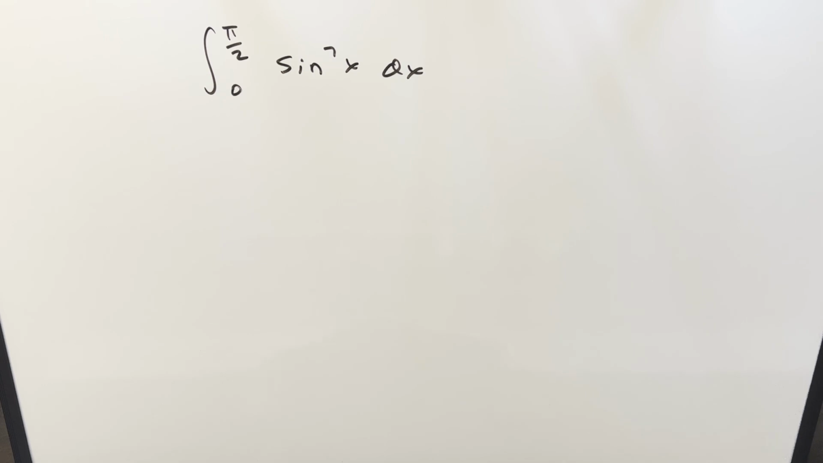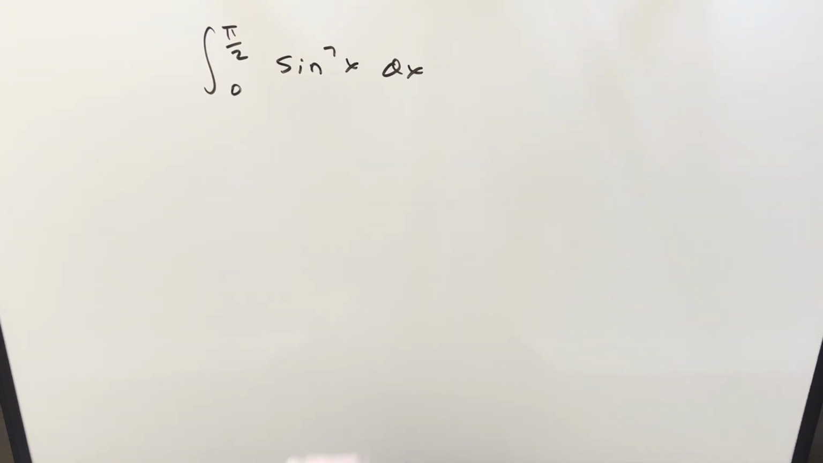Okay, we want to take the integral from 0 to pi over 2 of sine to the 7th x dx. I chose this problem specifically to compare methods on it. I didn't want the exponent to be too large. If we did 2025, it becomes all about the computation.